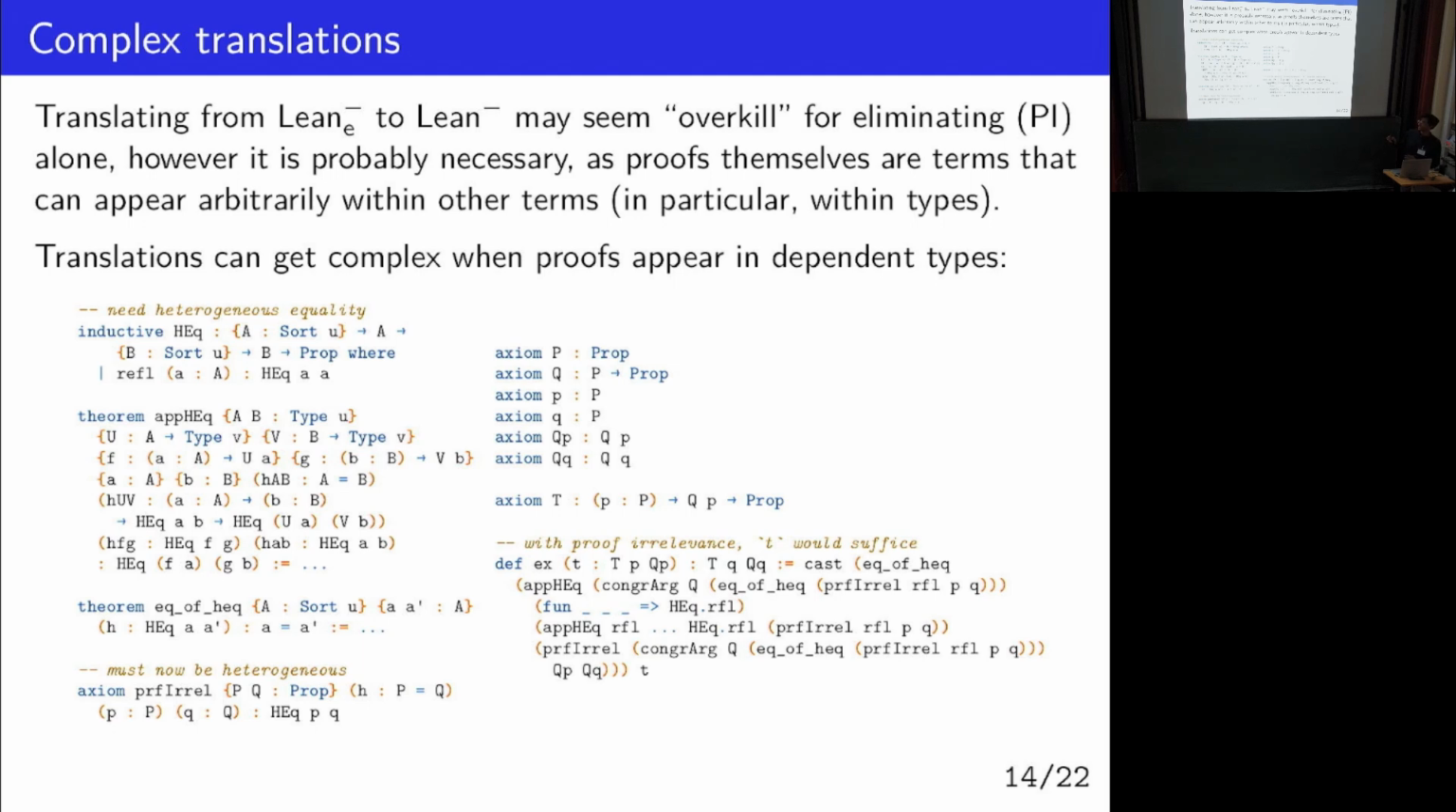We need to use this instead of our normal equality type because in Lean minus, these types are only propositionally equal. So if we want to apply our proof relevance rule, it also needs to have proof that those propositions are equal, and it needs to also give us a heterogeneous equality proof. So it gets quite complex. So this is why I have a suspicion that this is actually quite a complex translation to do.